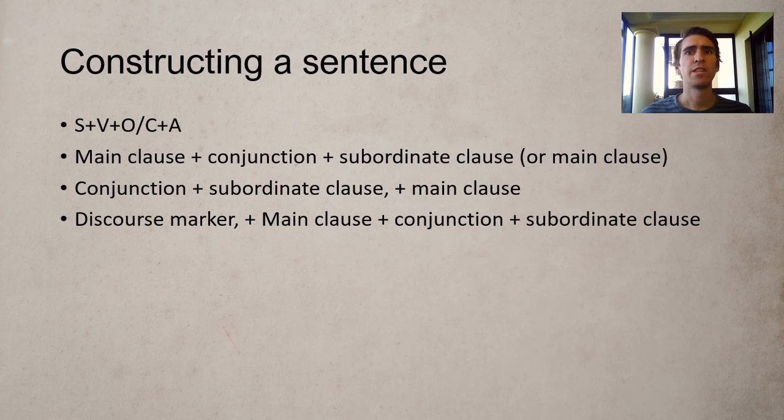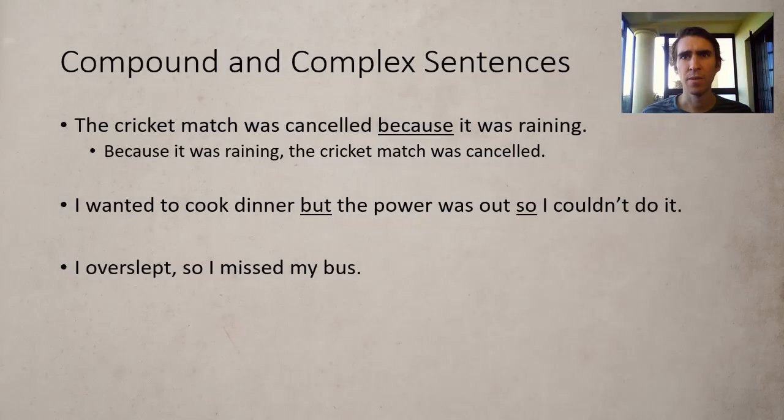So let's have a look at some examples of compound and complex sentences. The standard way of expressing the following idea would be this: the cricket match was cancelled because it was raining. There you have your main clause, the cricket match was cancelled, and you have your subordinate clause, because it was raining. You have main clause followed by subordinate clause.